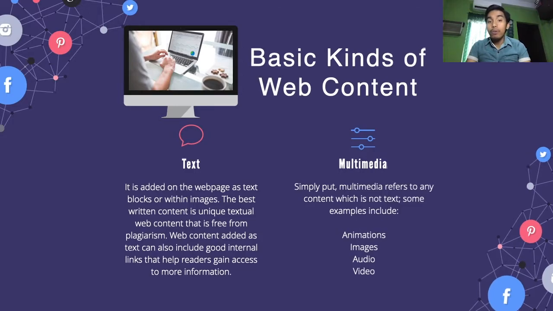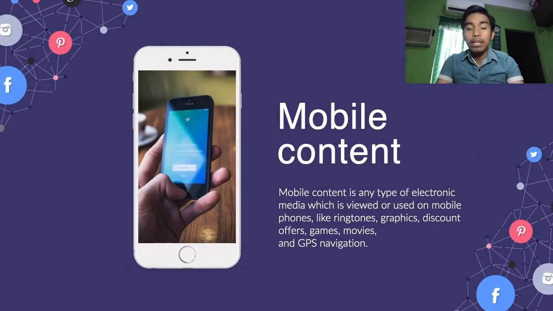Going further to mobile, when you say mobile content, it's any type of electronic media that can be viewed or used on mobile phones, like ringtones, graphics, discount offers, games, movies, GPS navigation. So those are your examples of mobile content. But also, when you say mobile content, it can be even your web content as long as it's accessible on mobile phones or gadgets like tablets and smartwatches.